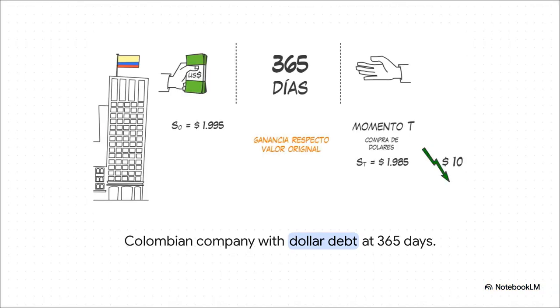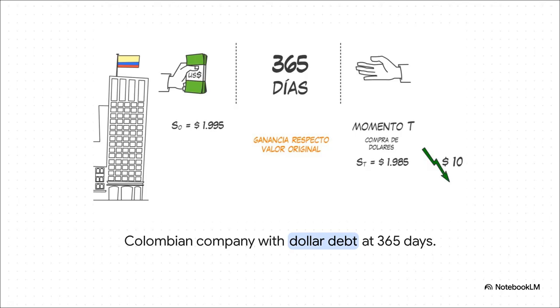Here's another real-world story. This time, we've got a Colombian company. They operate entirely in Colombian pesos, but they've taken out a loan denominated in US dollars, payable in 365 days. At the exact moment they take the loan, let's say the exchange rate, our S0, is 1,995 pesos per dollar. Now, because they don't naturally generate US dollars, they're going to have to go to the market in a year to buy them to pay off that debt.